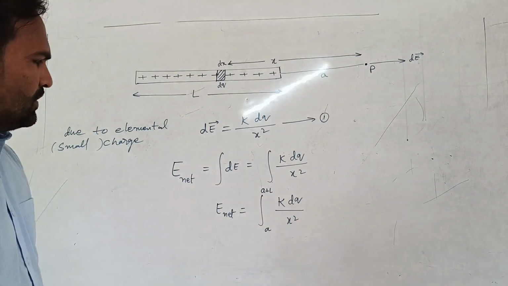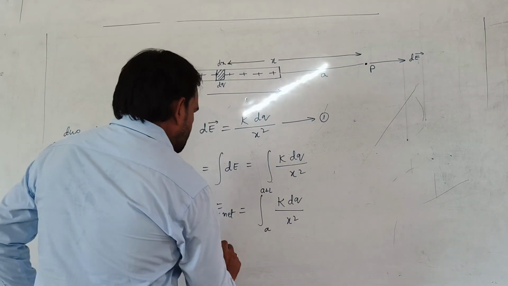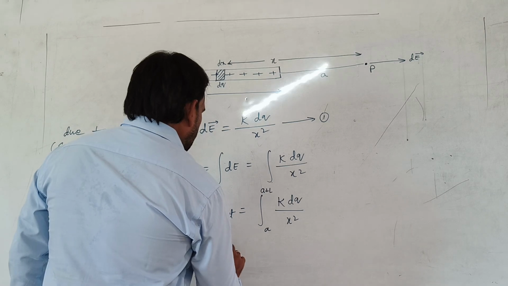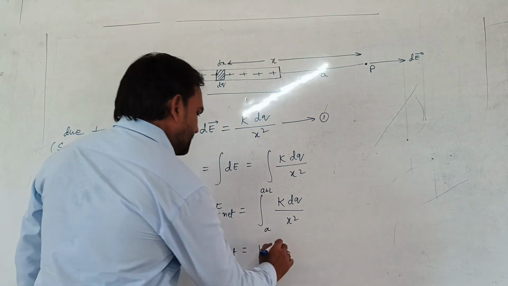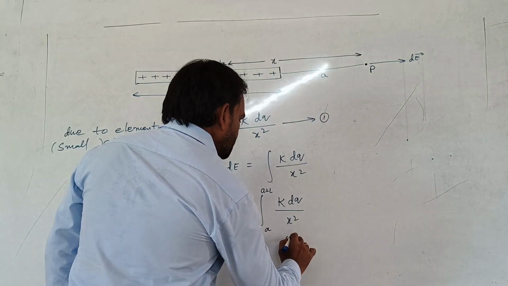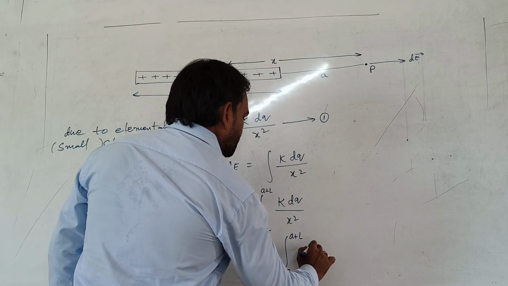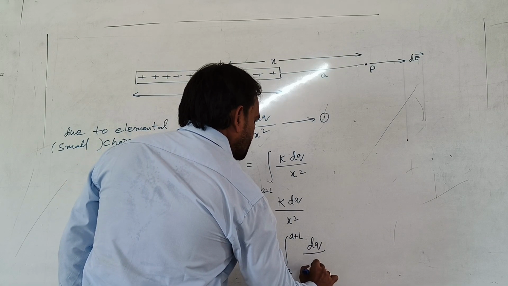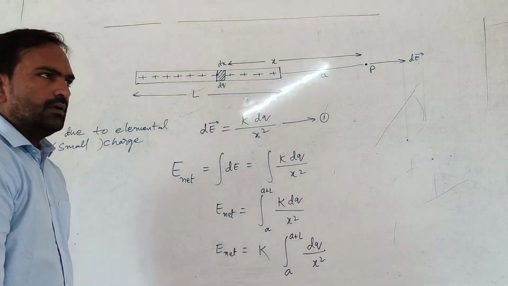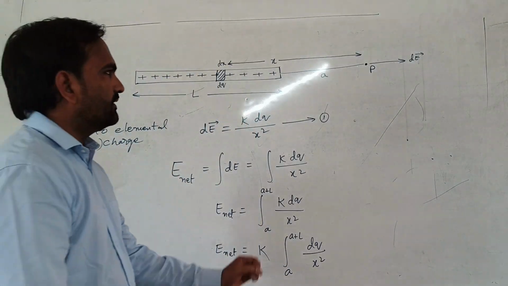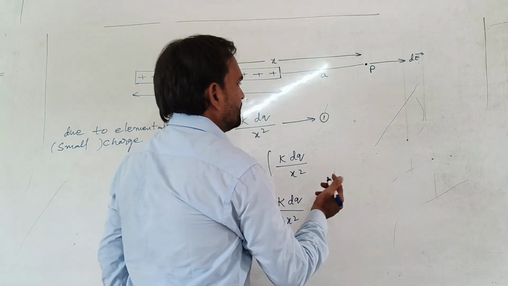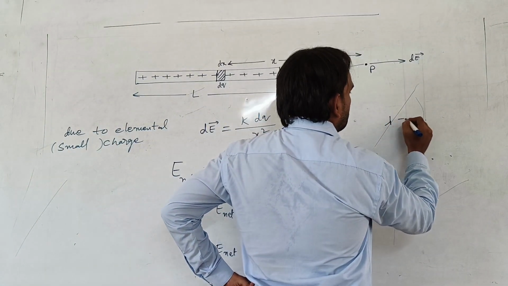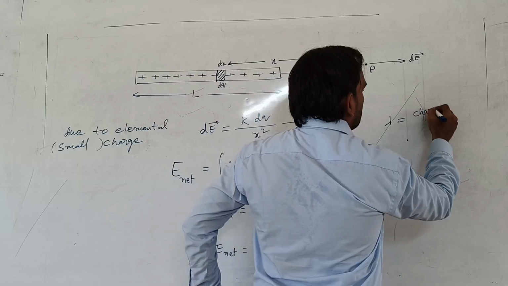Okay, students, here k is a constant and is removed from the integration. E net is equal to k times the integration from A to A plus L of dq by x squared. But if we observe carefully here, linear charge density lambda is equal to charge per unit length.